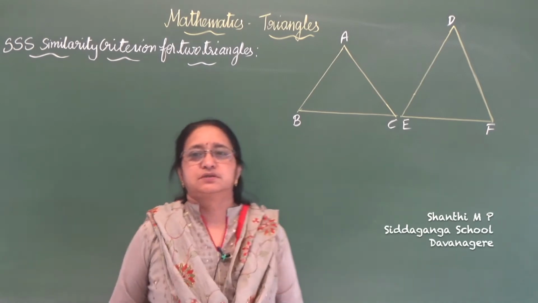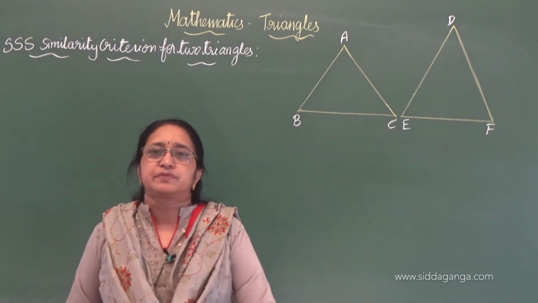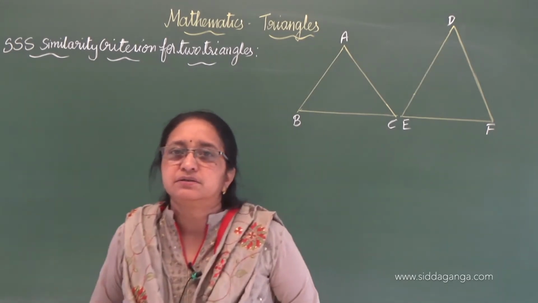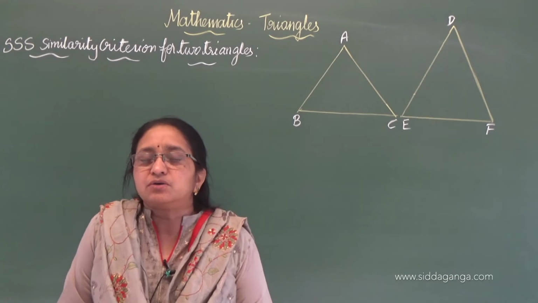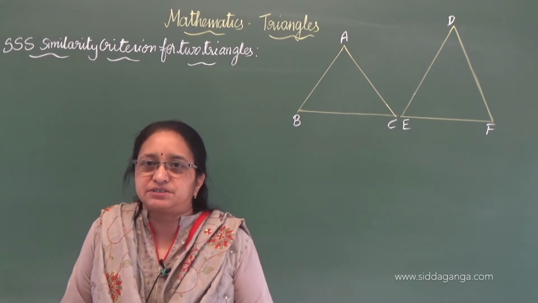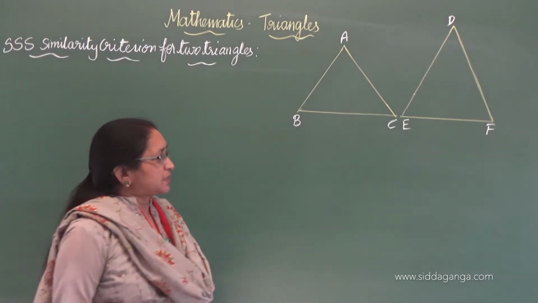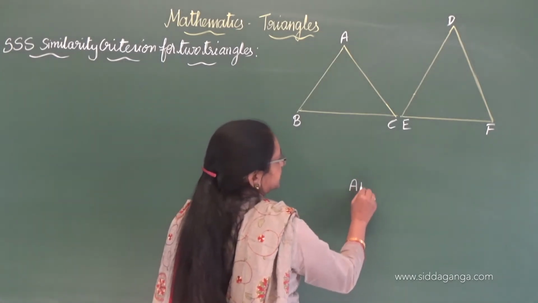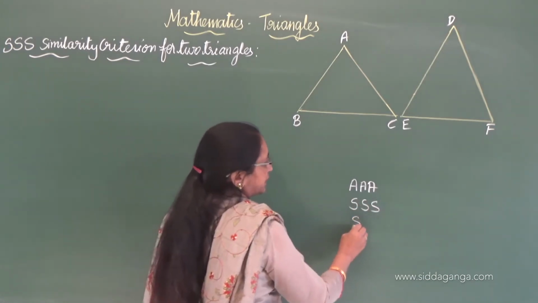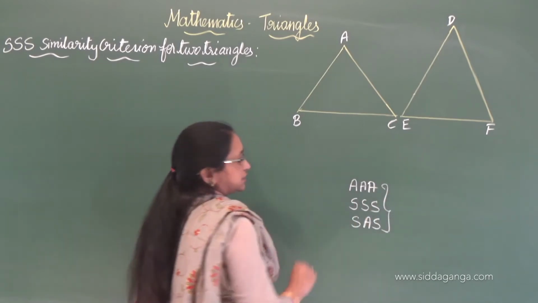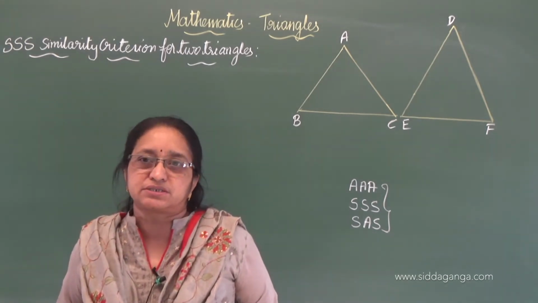Hello students. So in the previous class you had studied about AAA criteria, also called AA criteria, and I hope you all have practiced that theorem. Now today let us see SSS criteria and also SAS similarity criteria. As you all know, we have three criteria: AAA similarity criteria, SSS similarity criteria and SAS similarity criteria. These are the three similarity criteria. Based on these we can prove that two triangles are similar.